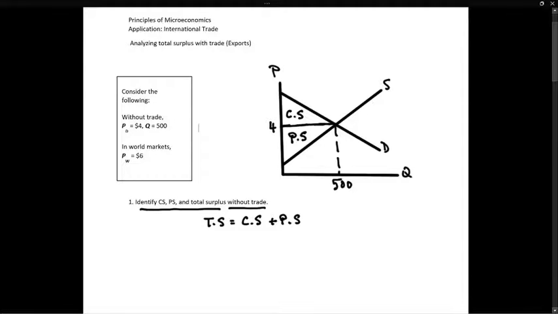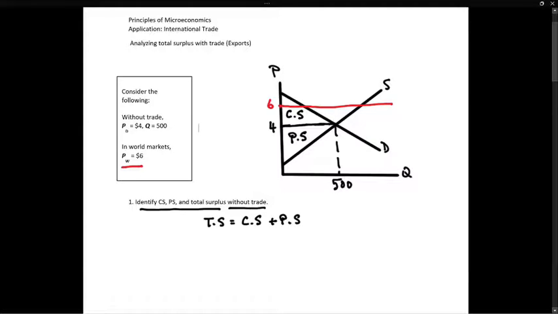Now let's allow trade. In the world markets, soybeans are traded at $6. The world price for soybeans is $6. There's an opportunity for the domestic producers to sell their soybeans at $6 instead of the domestic price $4. Let's add that world price here, $6 world price, and now the sellers are selling their soybeans both in the domestic markets and in the international markets at $6. This is the world price.